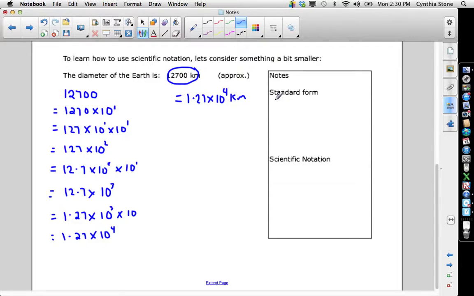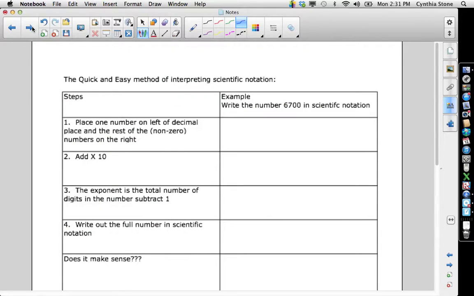Just a quick thing. If we say the term standard form, that would be the regular number. Okay? And that would be 12,700. Scientific notation is with the exponent. And proper form is generally to have one number on the left of the decimal place and the remainder of the non-zero numbers on the right. Okay? So let's just go to the next page and go through it, kind of longer than necessary. I say quick and easy, and it's easy once you've done it a few times. Okay?